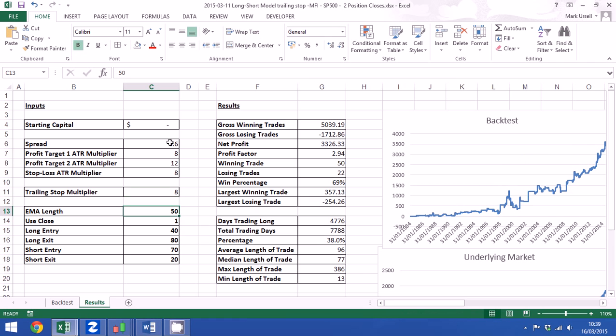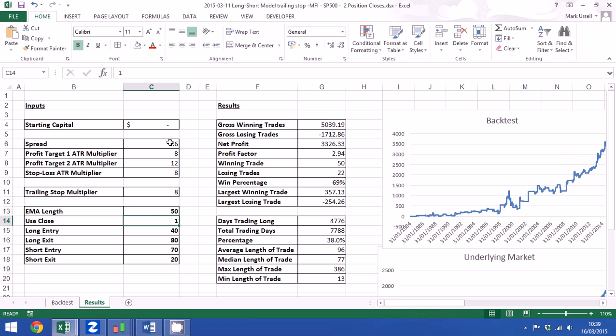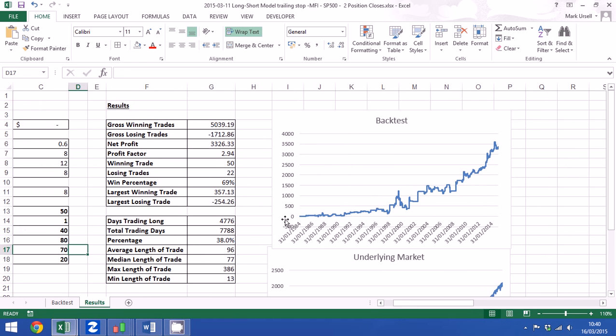I can adjust the length of the EMA from 50 to 200. And we get different results and a different equity graph by adjusting these things. We've got our long entry and our short entry based on the MFI levels. If we go across here and have a look at the results, we've taken a good number of points over this time period. We're showing a good profit factor, which is the gross winning trades divided by losing trades, getting almost up to 3-1 there, which is a decent ratio.